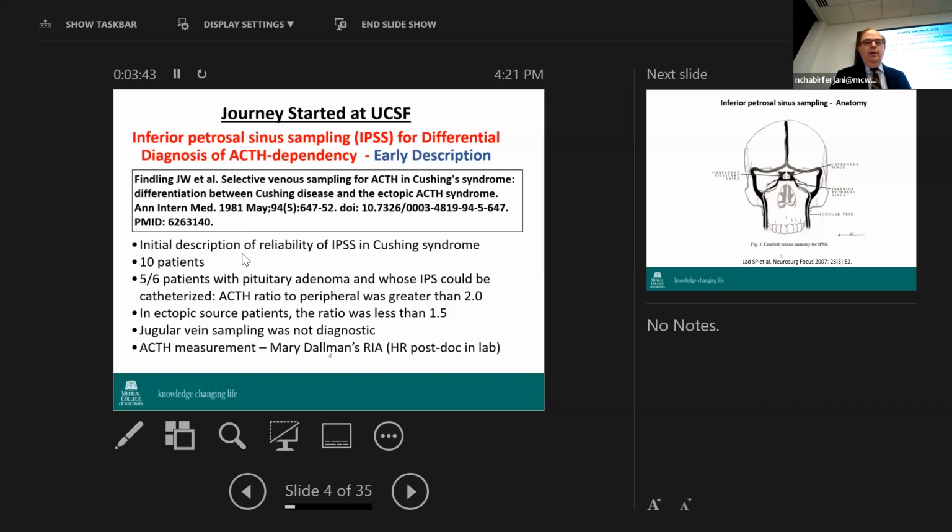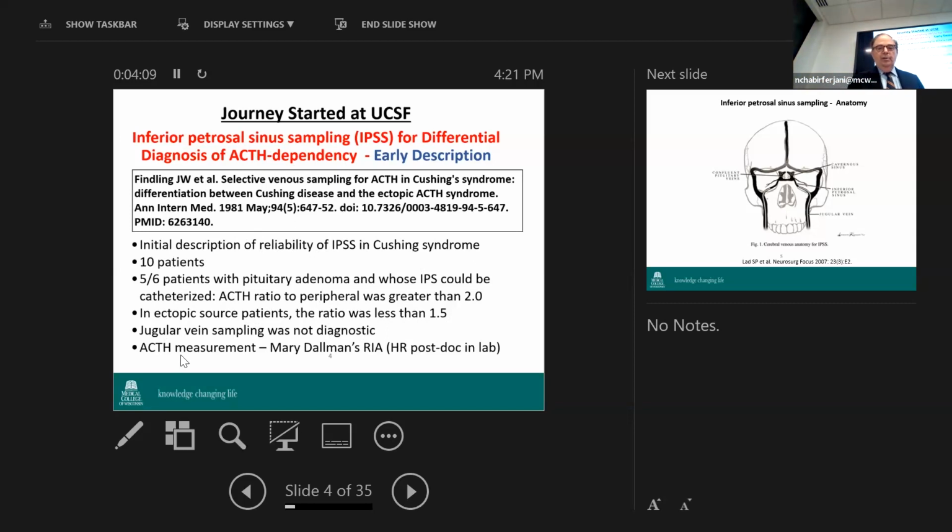published in 1981, and we described 10 patients, 5 of 6 patients with pituitary adenomas whose IPS could be catheterized had a ratio greater than 2 from the petrosal sinus sampling, where venous effluent comes from the pituitary, compared to central or peripheral gradients. Ectopic patients did not have a gradient. And we found that the jugular venous sampling was not diagnostic.